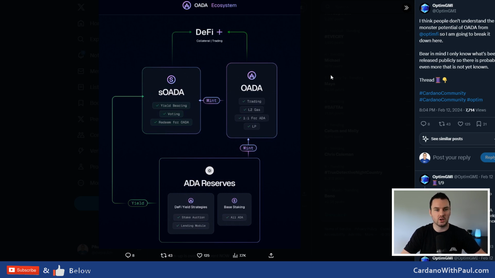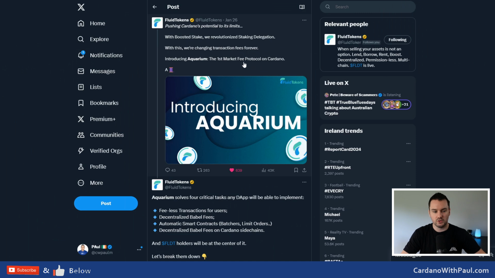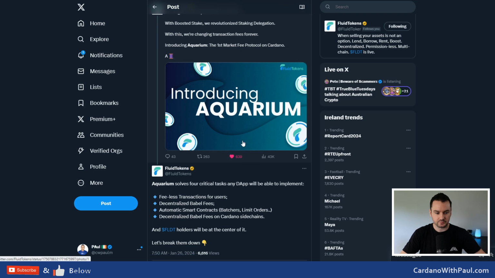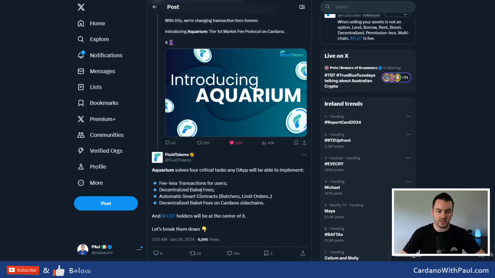Fluid Tokens, which we'll talk about, actually I'll go to it here. Fluid Tokens are looking at something with some similarities to this. I'll have to dive into both of them, try and compare them as well, and look at what will be the best for Cardano. Having multiple different teams looking at options like this, I think, is great for Cardano as a whole. They have Aquarium, which is looking at feeless transactions for users, decentralized Babel fees.